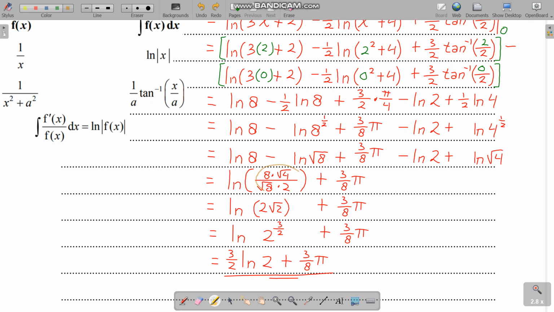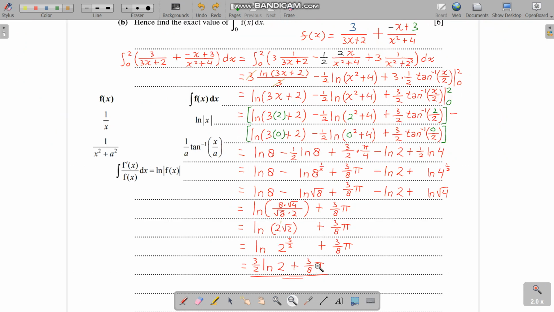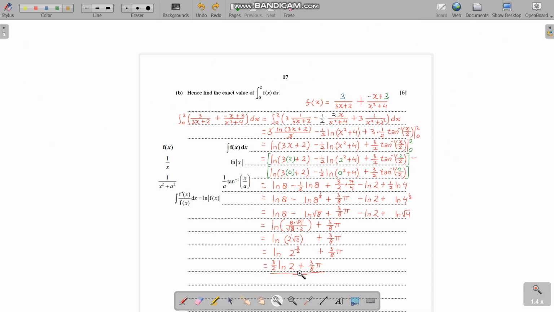So use your calculator for this part. You're going to get 2 root 2, and 2 root 2 is actually 2 to the power of 1 times 2 to the power of 1 half, so it's 2 to the power of 3 halves. So we bring the power out of the logarithm, we get 3 halves ln 2 plus 3/8 pi. That's the final answer, and you can leave it at this.